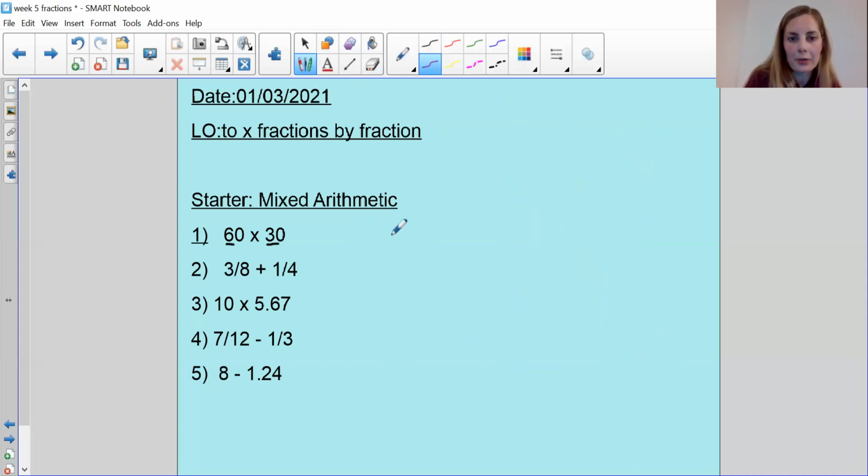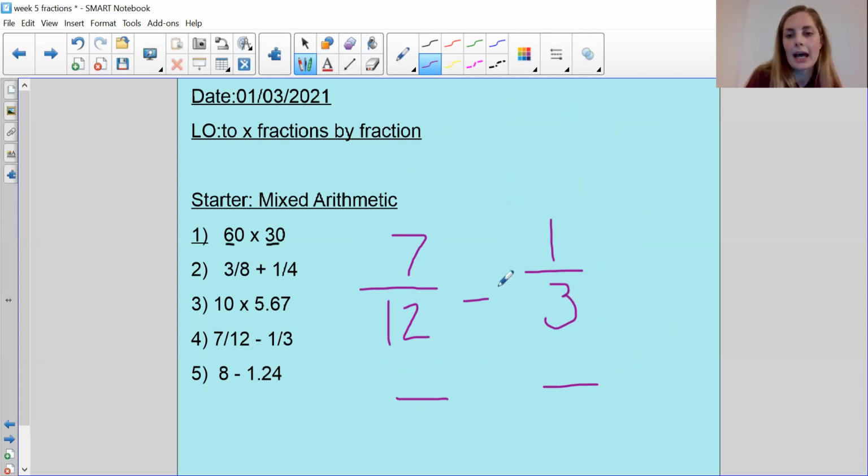Right, here we have another fraction. 7 twelfths, and I'm subtracting a third. Right, now for starters, I need to make sure that my bottom numbers are the same, and my bottom numbers are not the same here. So I'm going to look at the bigger number, which is 12, and I say, can 3 go into 12 equally? Yes, it can. It can go 4 times. So I'm going to make my bottom numbers twelfths.